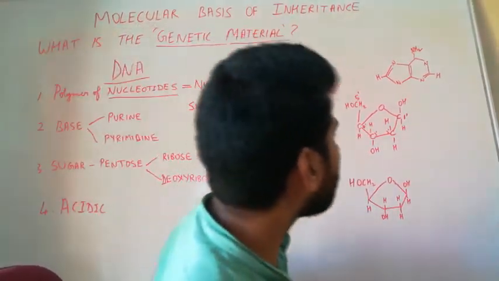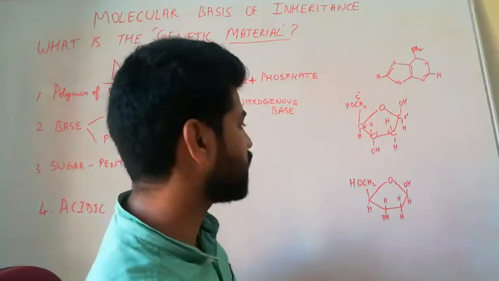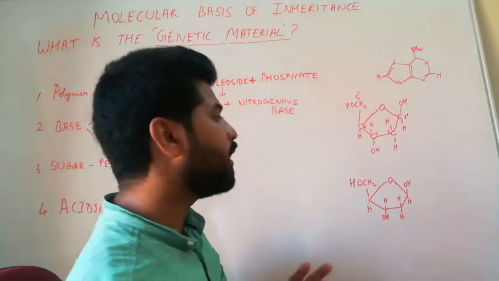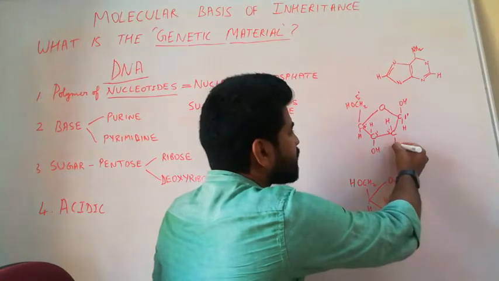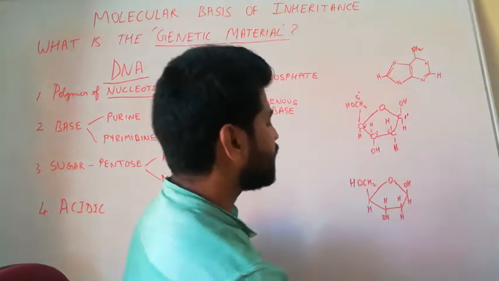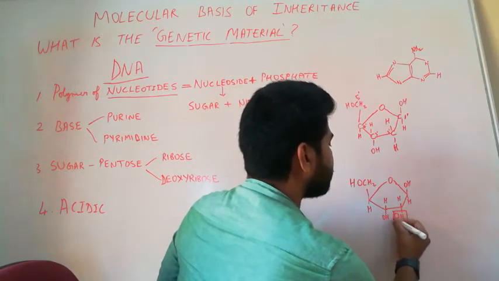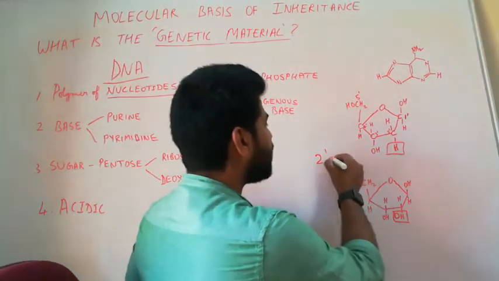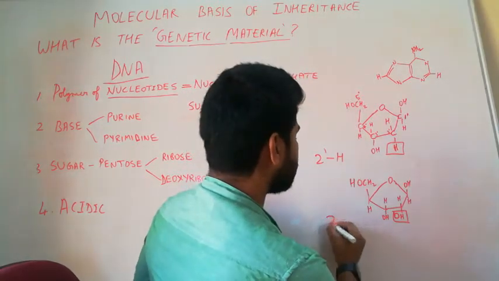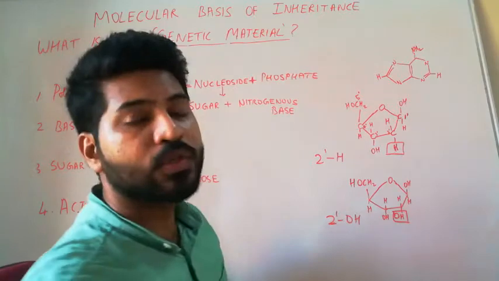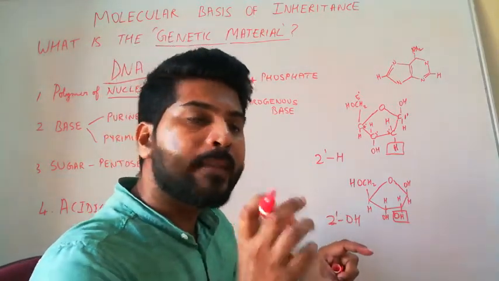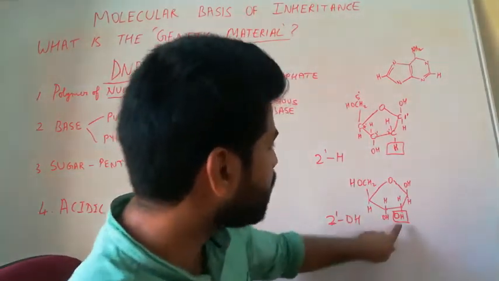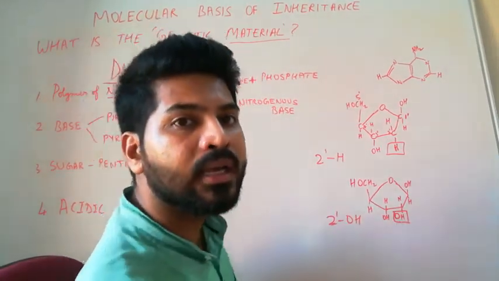So it is made up of 5 carbon atoms in a pentagonal structure, and the difference between a deoxyribose sugar and ribose sugar is that in a deoxyribose sugar there is 1 atom of oxygen missing at the 2 prime position. So in a DNA we have 2 prime H, whereas in a RNA we have 2 prime OH. So deoxy, 1 oxygen atom is missing at the 2 prime position. Hence we call it a deoxyribose sugar, whereas the other type of sugar is present in RNA molecule.